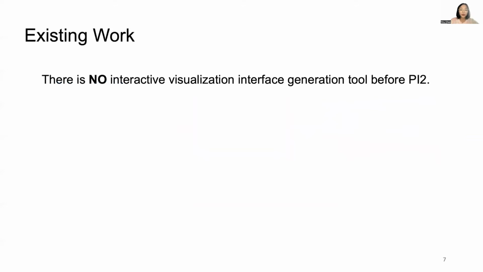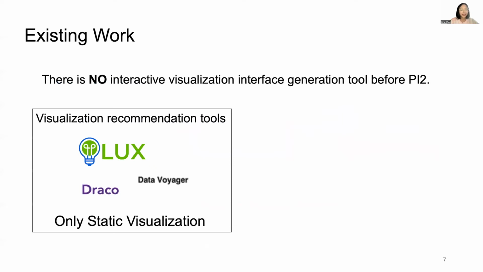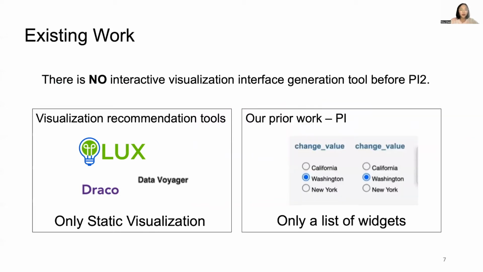Prior to PI2, there was no interactive visualization interface generation tool. Although there are many visualization recommendation tools like Lux, Draco, and Voyager, they can only generate static visualizations. And the closest work to ours is our prior work, PI. However, it can only generate a list of widgets, and it does not consider design or visualizations at all.